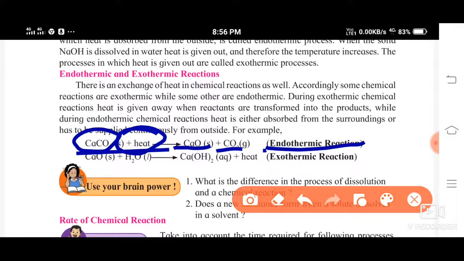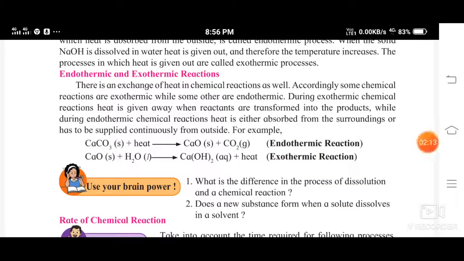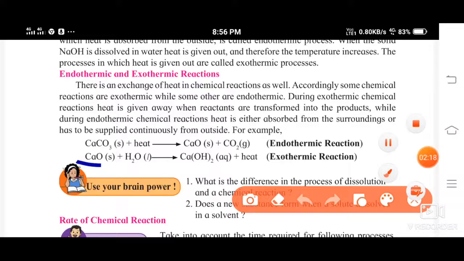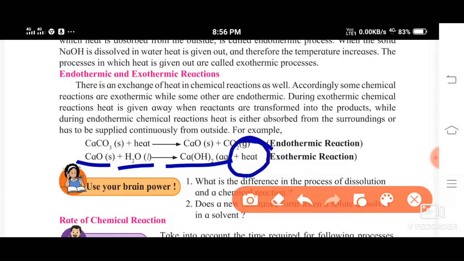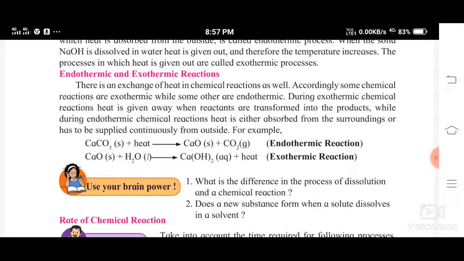reaction an endothermic reaction. Now, in the second case, calcium oxide plus water: when you add water to calcium oxide, at that time calcium hydroxide, Ca(OH)2, is formed. But during the formation of this product, calcium hydroxide, heat is also liberated. So this type of reaction we call an exothermic reaction.